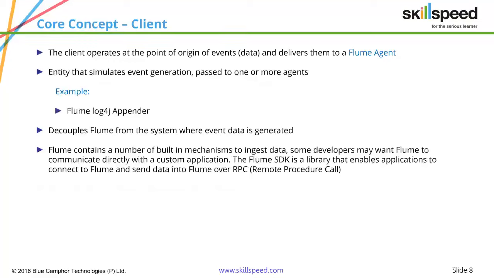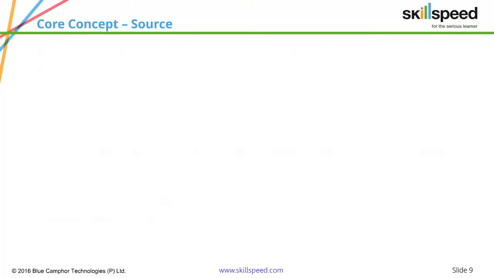So the communication between the client and the agent is usually through RPC. As of Flume 1.4, Avro is the default RPC protocol. Flume supports Avro and Thrift, but by default Avro is the default RPC protocol in Flume. Now let's see what we mean by a source. A source is the component that receives events and places them into one or more channels.